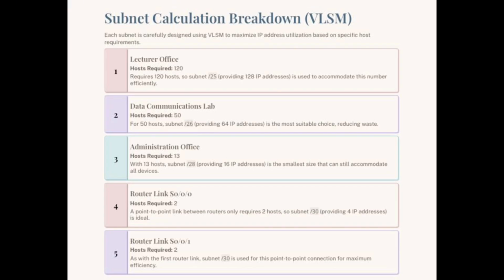Next, router link S000. Host required is 2. A point-to-point link between routers only required 2 hosts, so subnet is using /30. Providing 4 IP addresses is ideal. Last, router link S001. Host required is 2. As with the first router link, subnet is using /30. Is used for this point-to-point connection for maximum efficiency.